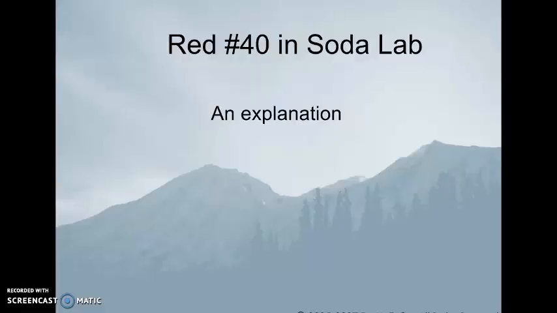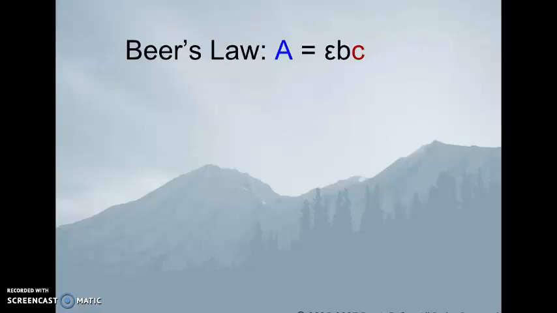Here we're going to talk a little bit about the Red Number 40 in Soda Lab for Chem 141. In this experiment, our goal is to determine the concentration of Red Number 40 in a soda. Red Number 40 is the thing that makes it look red. Turns out, there is a measured property that scales with the relative concentration of Red 40, and that is what is known as the absorbance.